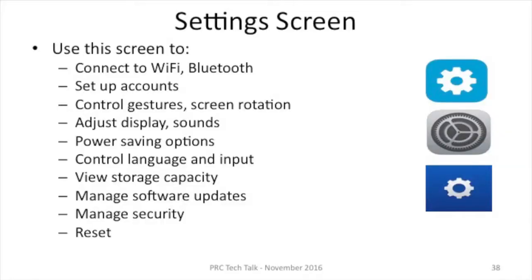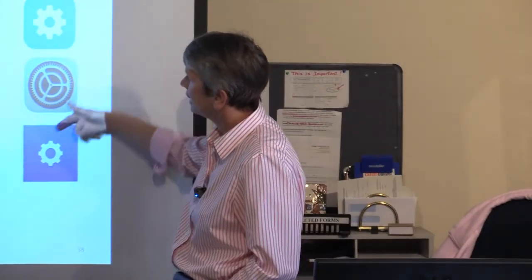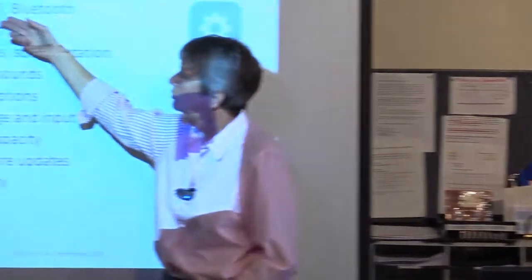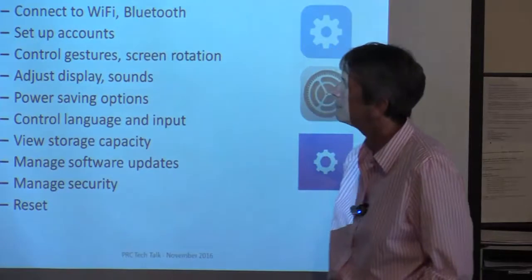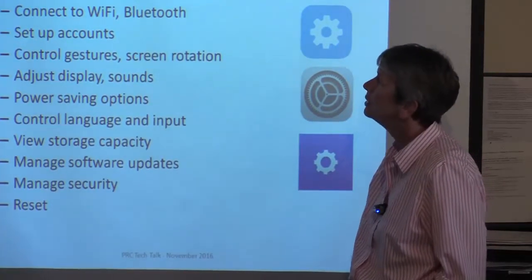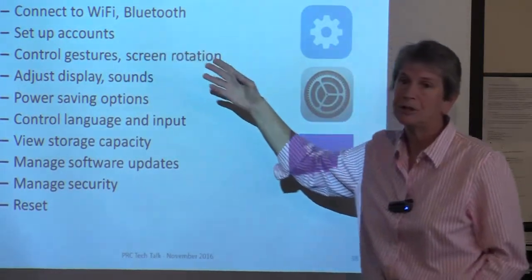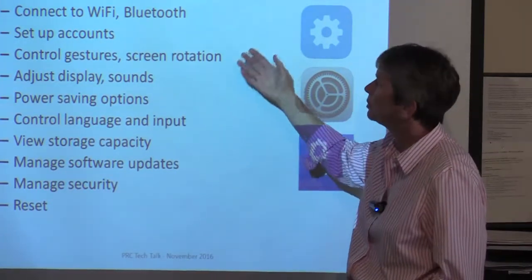So another screen you should be familiar with is the settings screen. Each of the tablet types or operating systems has a settings screen, and they generally look something like some kind of gear. So this is the Android one, this is the Apple one, that's the Microsoft one, and from this screen you can connect your wireless activities, like connect to Wi-Fi or Bluetooth. You can set up your accounts, whether they're email accounts or Facebook accounts or whatever.